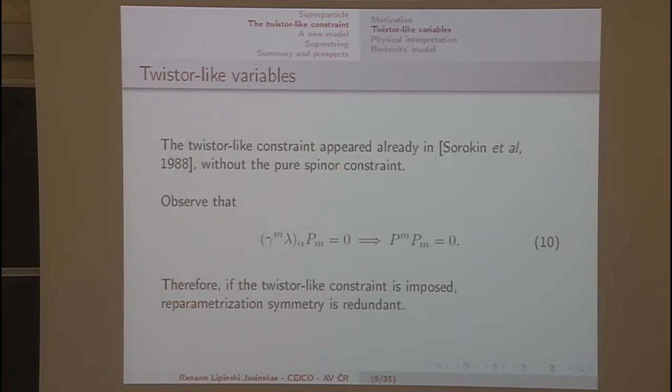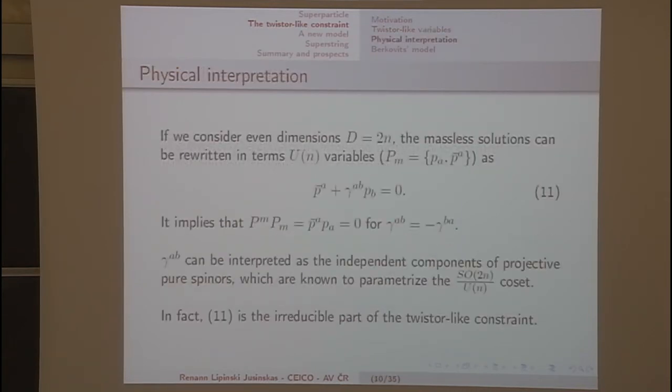Right? And what's the interpretation of this constraint? Basically, if you impose this equals zero, you're automatically implying the p squared equals zero constraint. So you can think then that if you impose this as a gauge symmetry, reparametrization symmetry is just a consequence, right? So it's kind of a redundant symmetry. Okay, the physical interpretation is more or less simple.